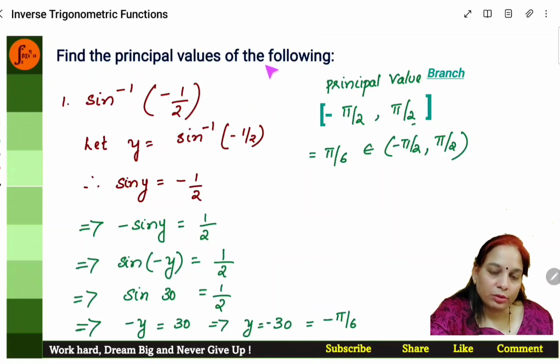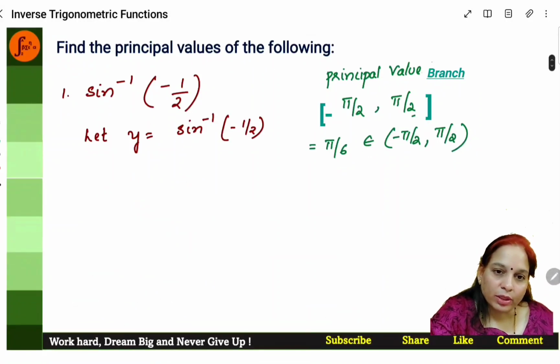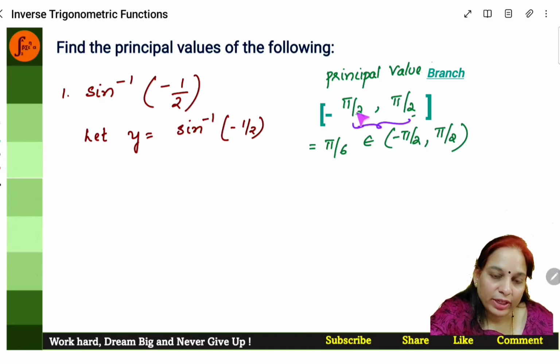Find the principal values of the following. So first one is find the principal value of sine inverse of minus half. Now principal value is nothing but the value that you get between this range. You will get some value when you solve this, and that value should be within this range. What is the principal value branch?